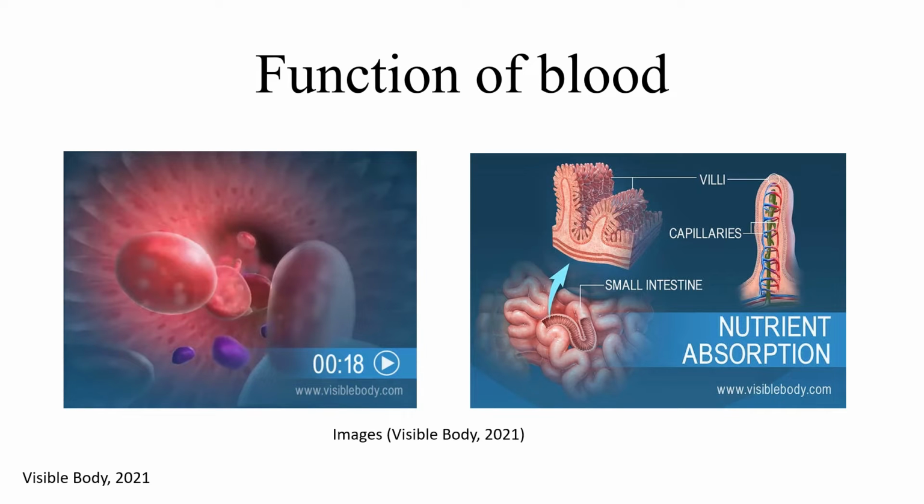Okay, the function of blood. Blood has several functions, but the first function of blood is that it carries oxygen to body cells, and it removes carbon dioxide. The picture on the left is showing you blood moving through there carrying oxygen. The second function is to carry nutrients to the body and deliver hormones. The picture on the right shows nutrient absorption in the small intestines, the villi and the capillaries from the small intestine, where the blood picks up the nutrients.